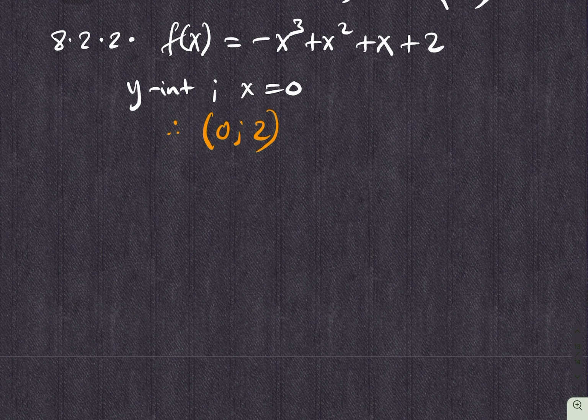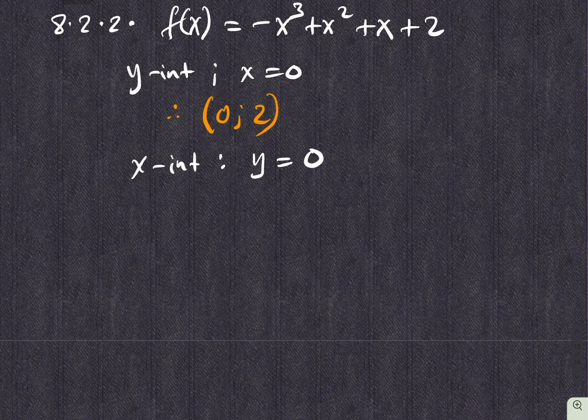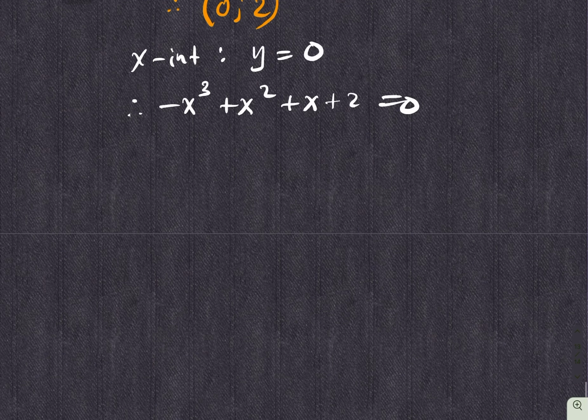You are now looking for the x-intercepts. The x-intercept is when y is 0. Let's equate that to 0 and solve. That is negative x cubed plus x squared plus x plus 2 must be 0. Therefore, you can divide by negative, and that is x cubed minus x squared minus x plus 2 equals 0. You just need to solve for x here.